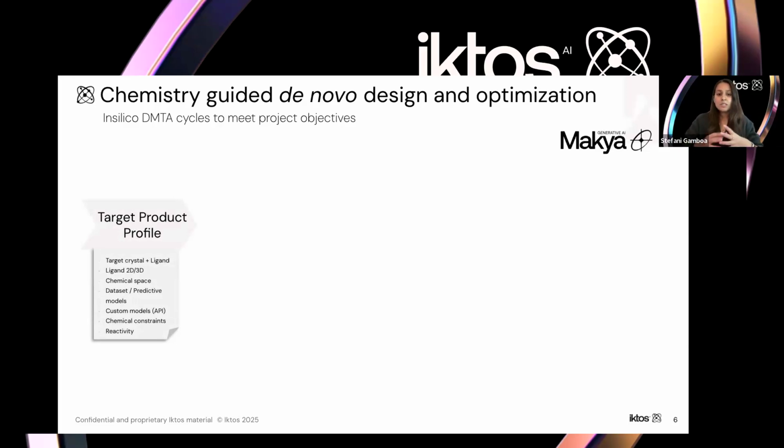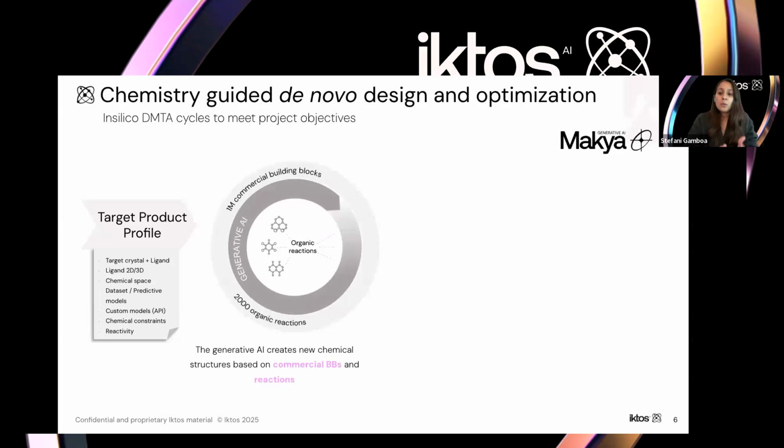Once you set up this TPP, we start with our generative AI to design novel chemical structures. But this generation isn't unconstrained, because it's grounded in real-world chemistry. The AI will pull from a library of over 1 million commercially available building blocks and more than 2,000 organic reactions. So in other words, every molecule proposed is by design highly likely to be synthesizable.